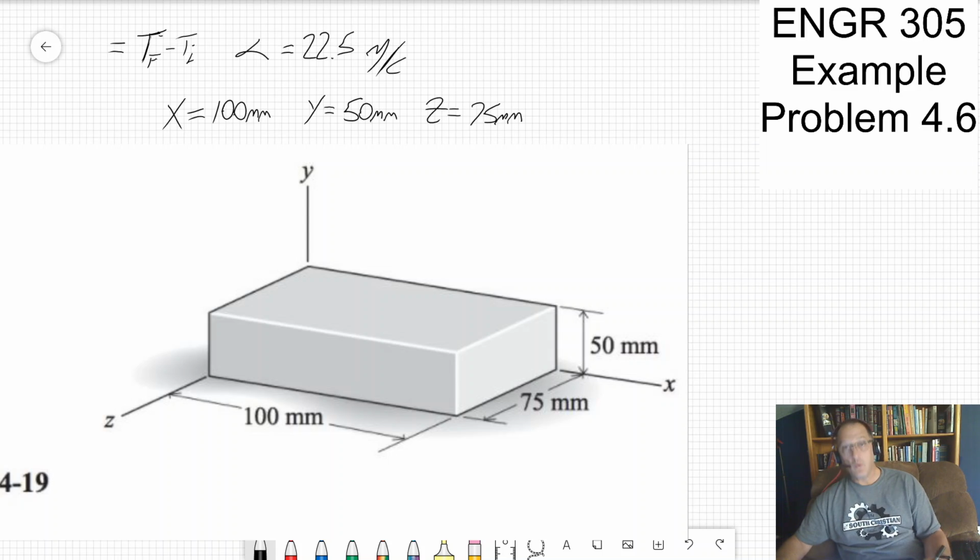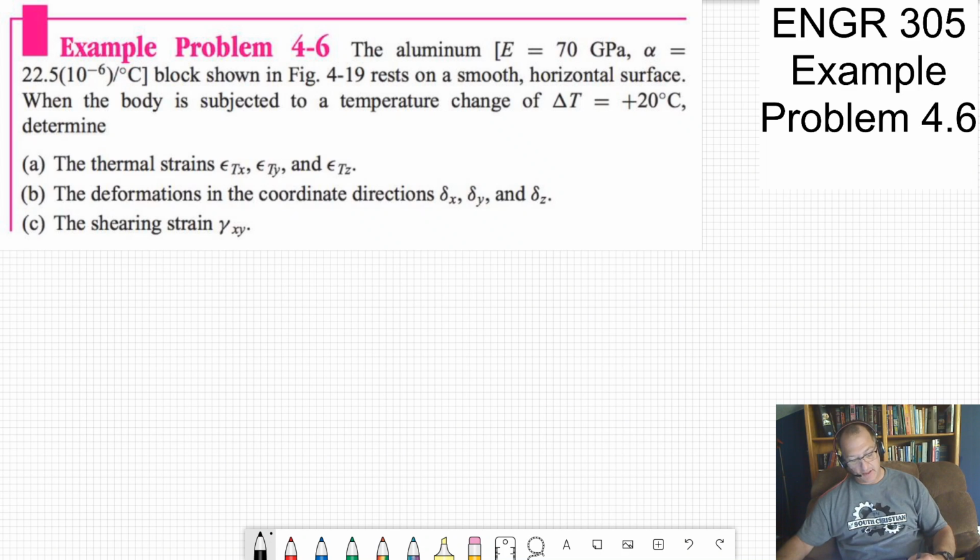Let's see, what am I missing? 20 degrees. I got alpha. That's pretty good. The problem is asking us to find my strain in the X, Y, and Z. It's also asking me to find my delta, that is the change in length in the X, Y, and Z. And it's asking me to find my shear strain in the XY plane. Why do you think they asked me for my shear strain in the XY but not in the YZ or the ZX? Why do you think that is?